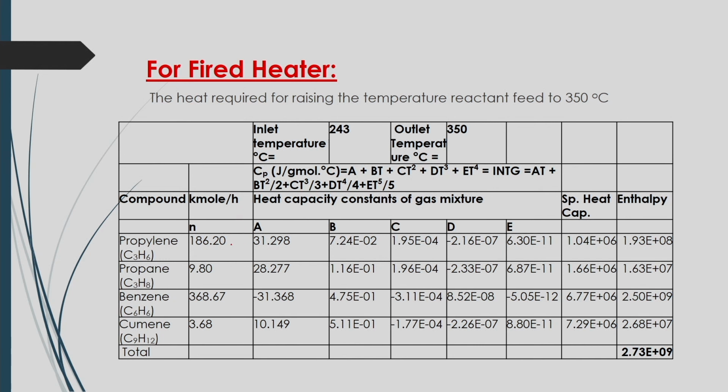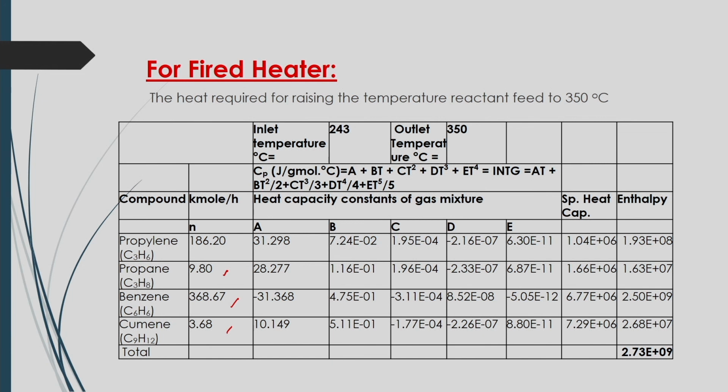So, those amounts are like this: 186.20, 9.80, 368.67 and 3.68 respectively for propylene, propane, benzene and cumene. And then you have to calculate the specific heat capacity for the individual components when the temperature changes from 243 degrees Celsius to 350 degrees Celsius.